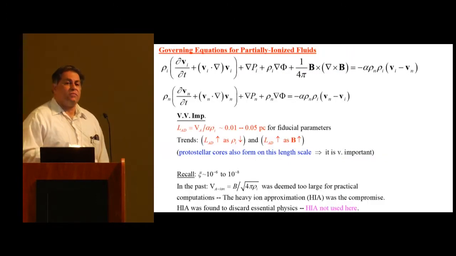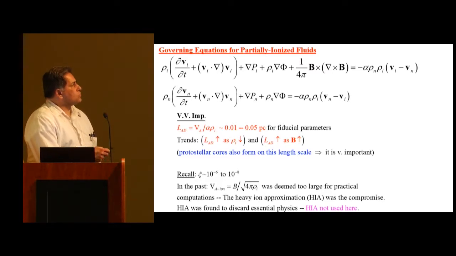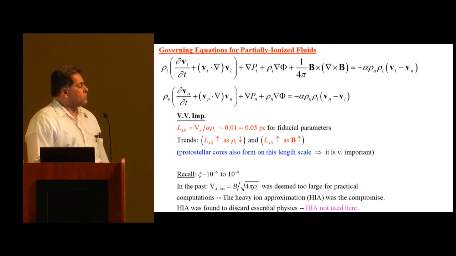So with that, you ask, what are the length scales on which these two equations, one for the ions and one for the neutrals, would produce a significant amount of coupling via these terms? The answer is that there's a certain length scale called the ambipolar diffusion length scale.